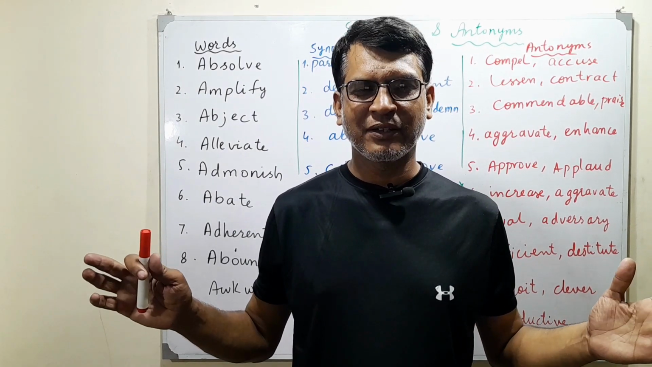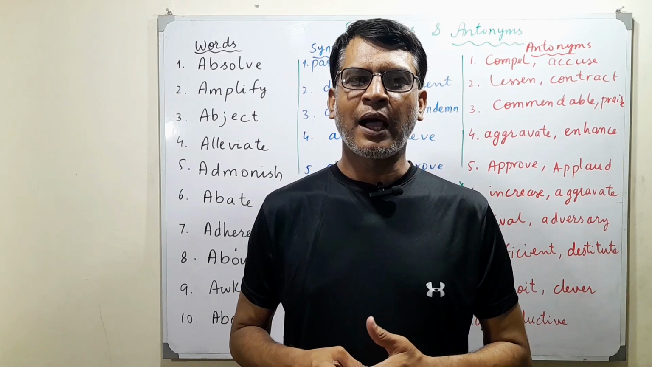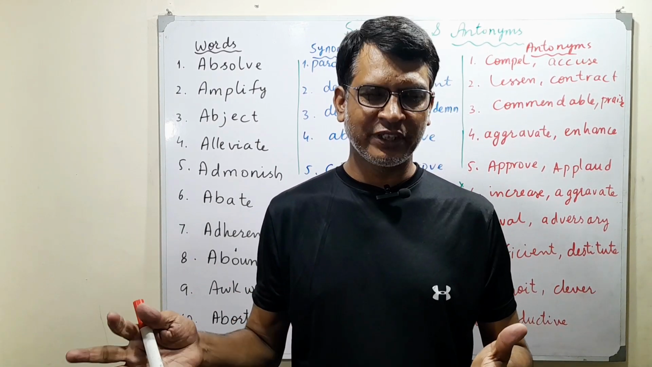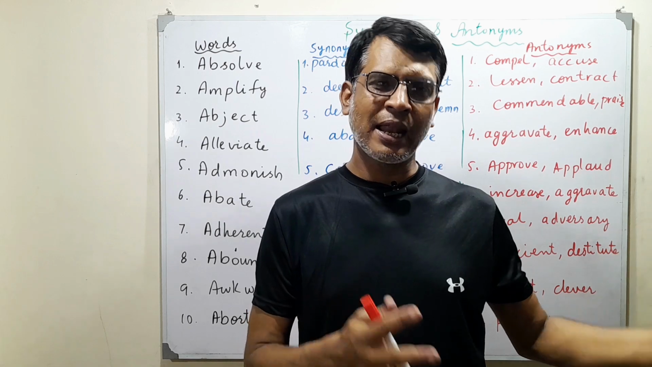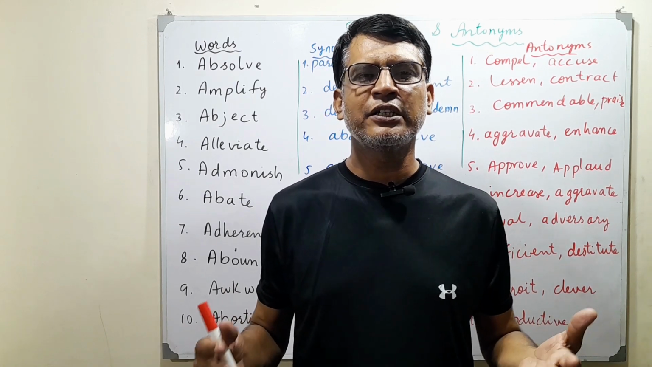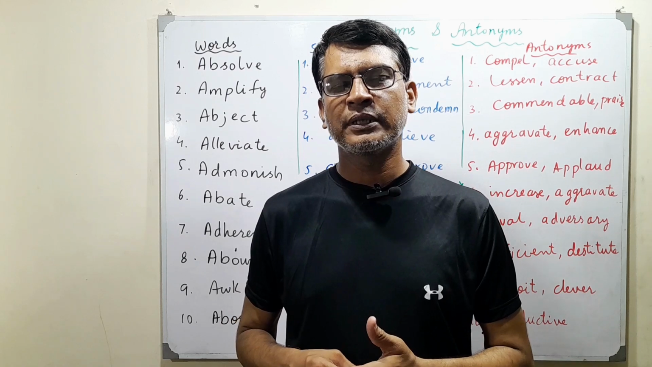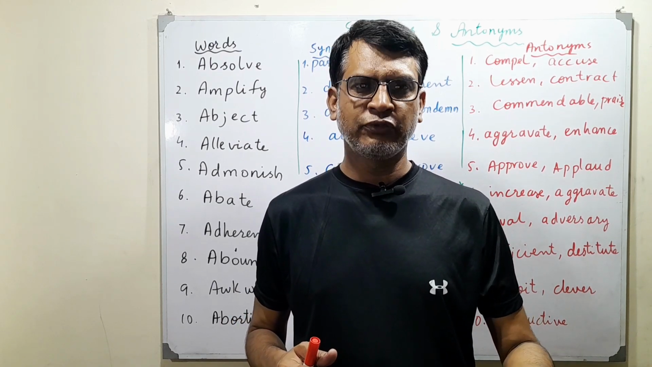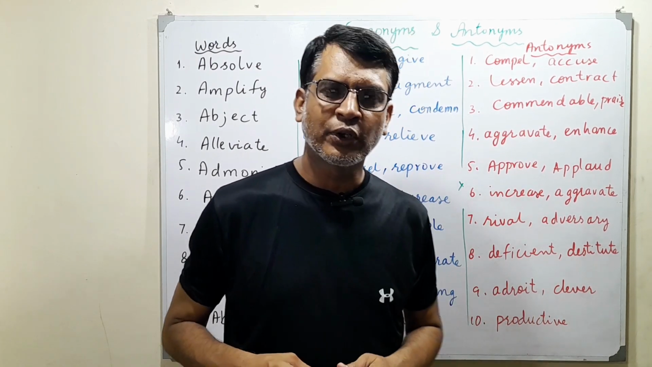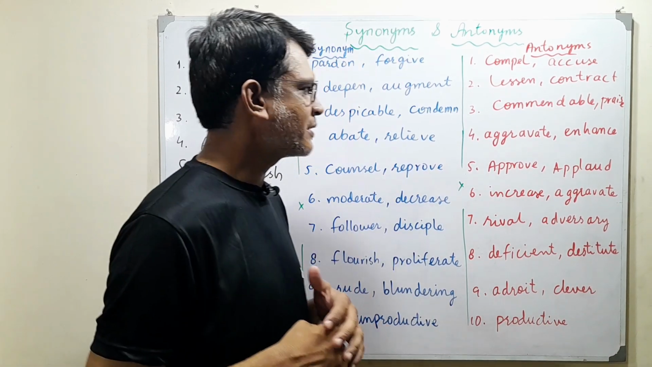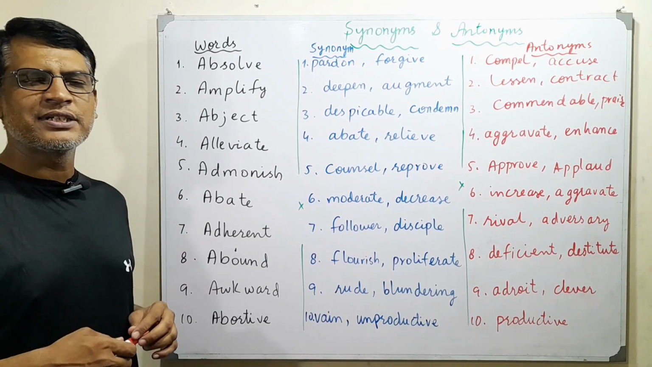Today is vocabulary time. I have brought some GRE level vocabulary, and we have words, their synonyms and antonyms. Like I said, this is just an introduction to GRE level words. It can be a booster for you to start working on your vocab, especially the difficult vocab. Let's see. The very first word that we have is absolve.